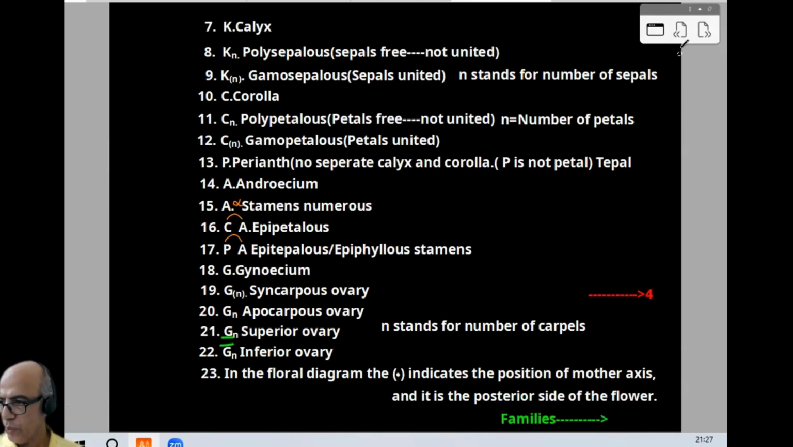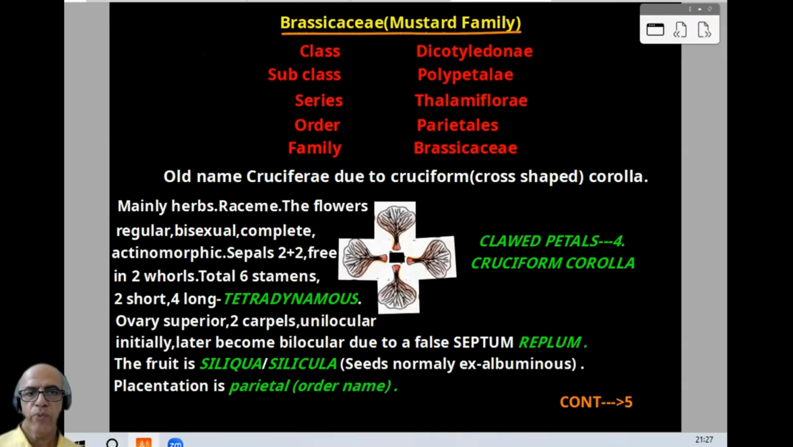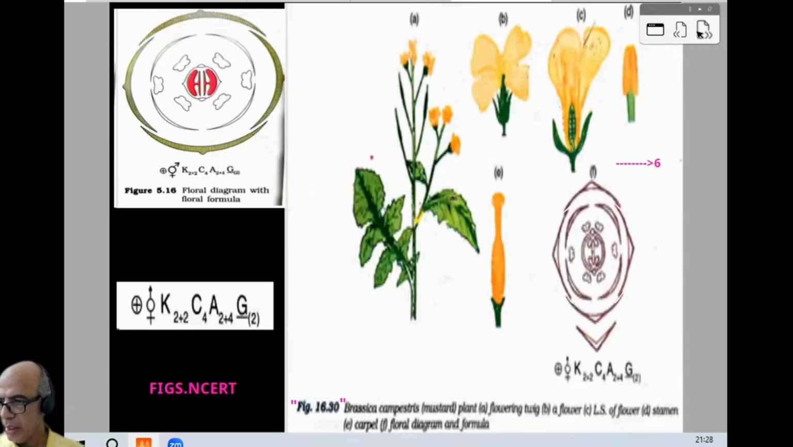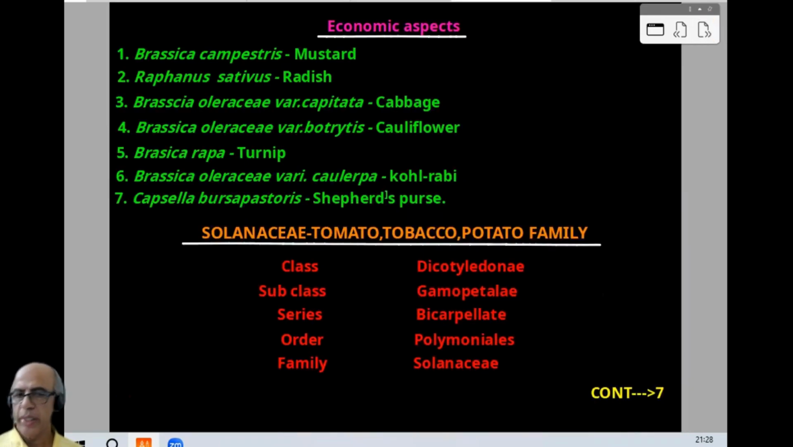Then we entered into floral representation, technical terms. Then we entered into the first family, the mustard family: systematic position, old name, why that name came. Then features: clawed petals, cruciform corolla, tetradynamous, this way. Then siliqua, silicula, replum, parietal placentation, order. The name came from parietal placentation. Then floral formula, floral diagram. Then useful plants.